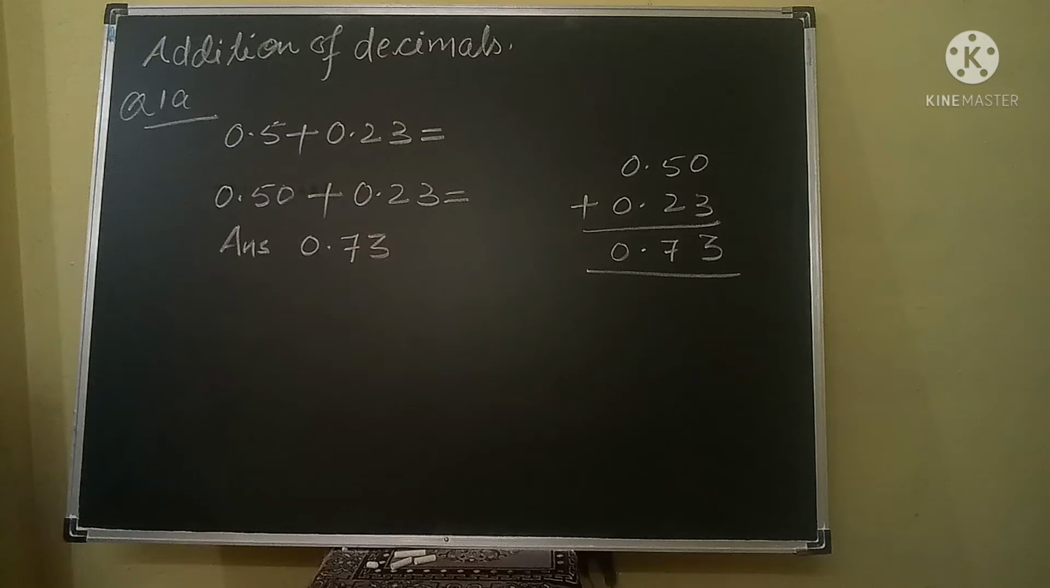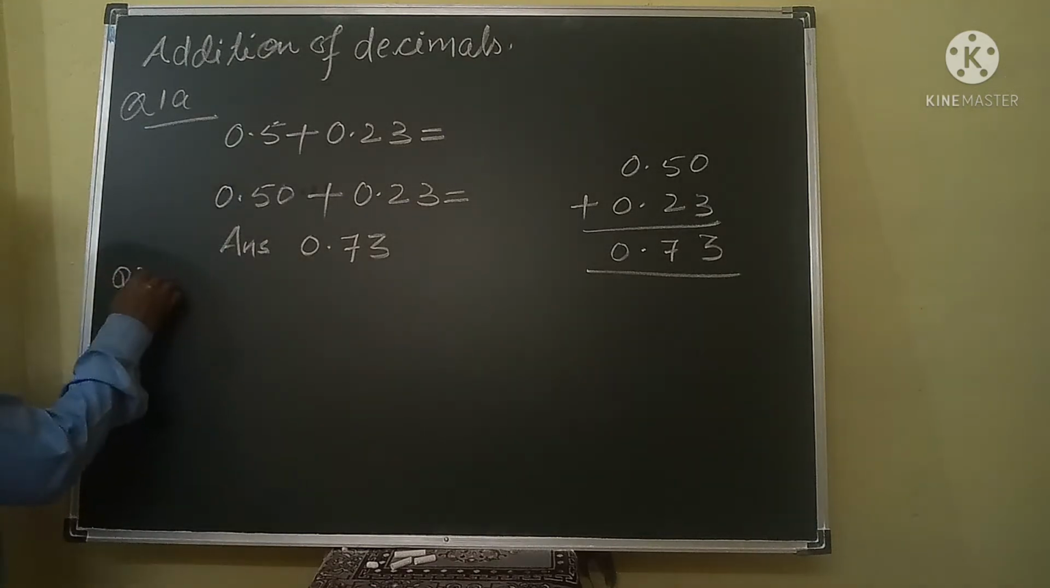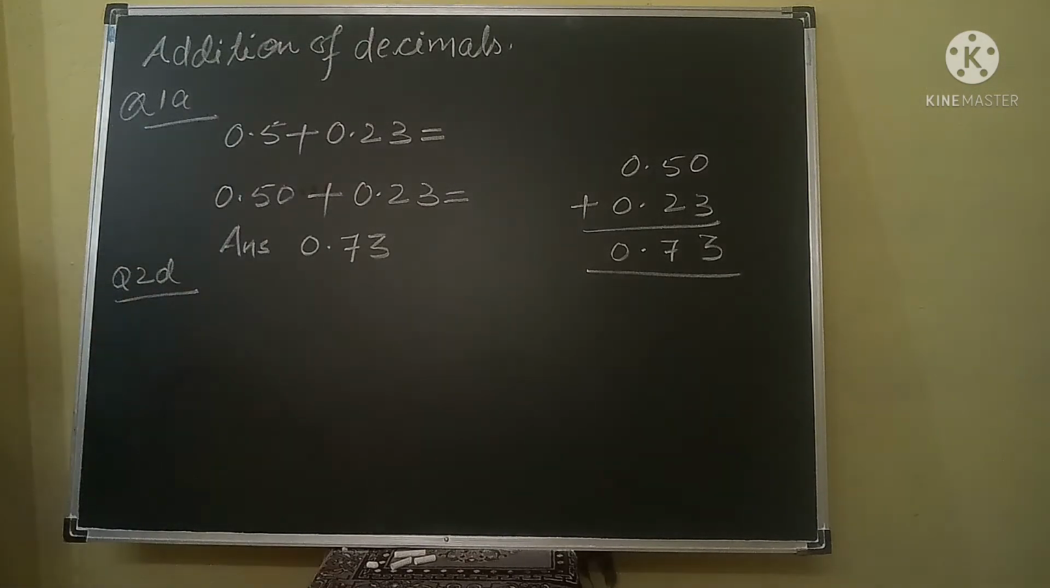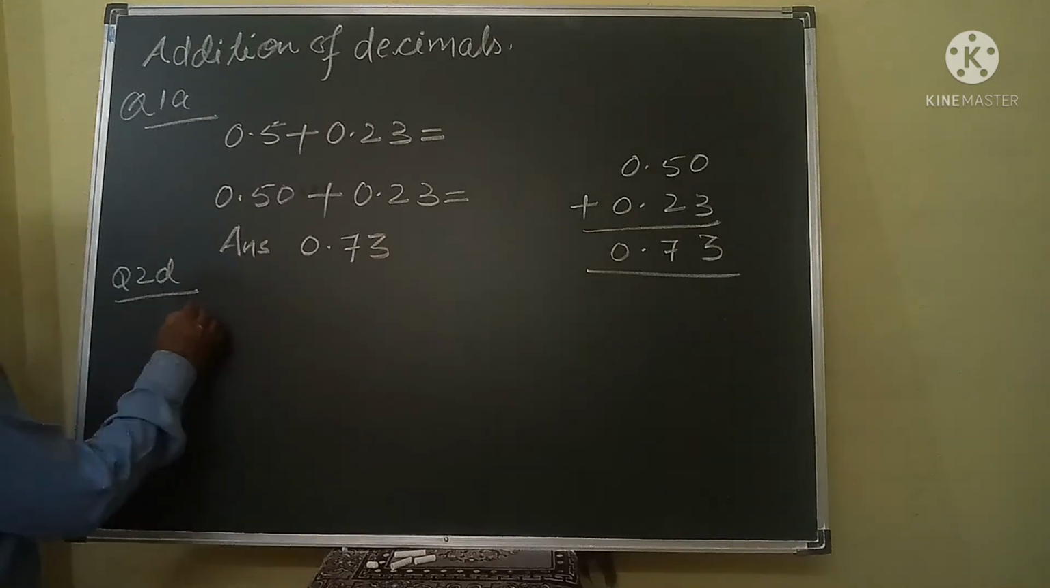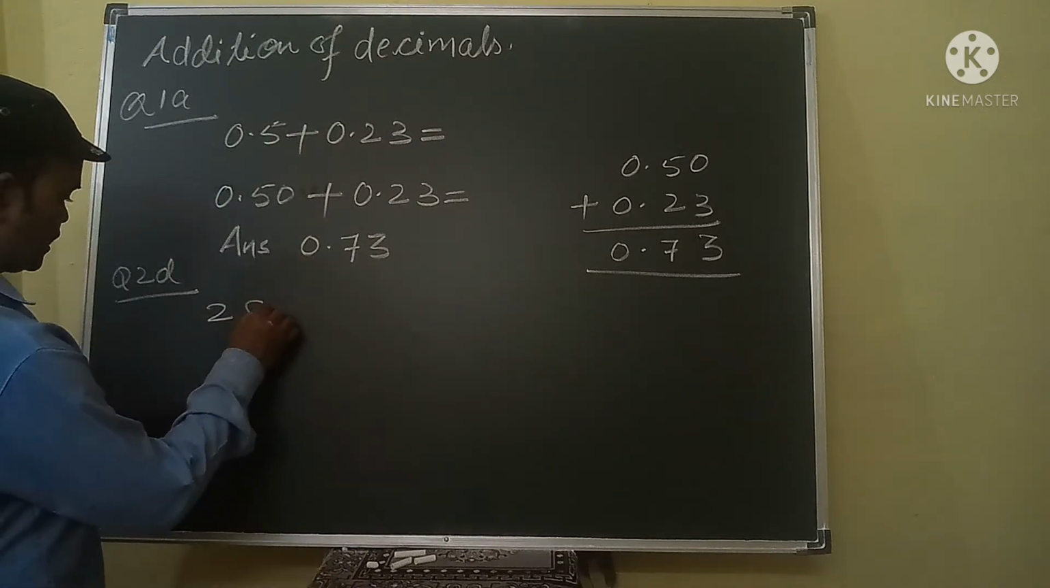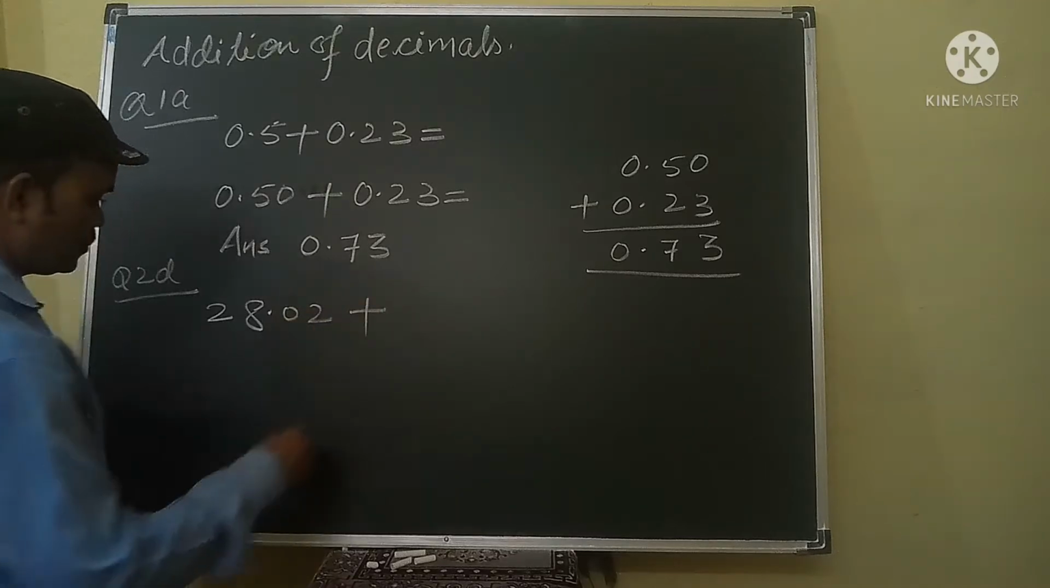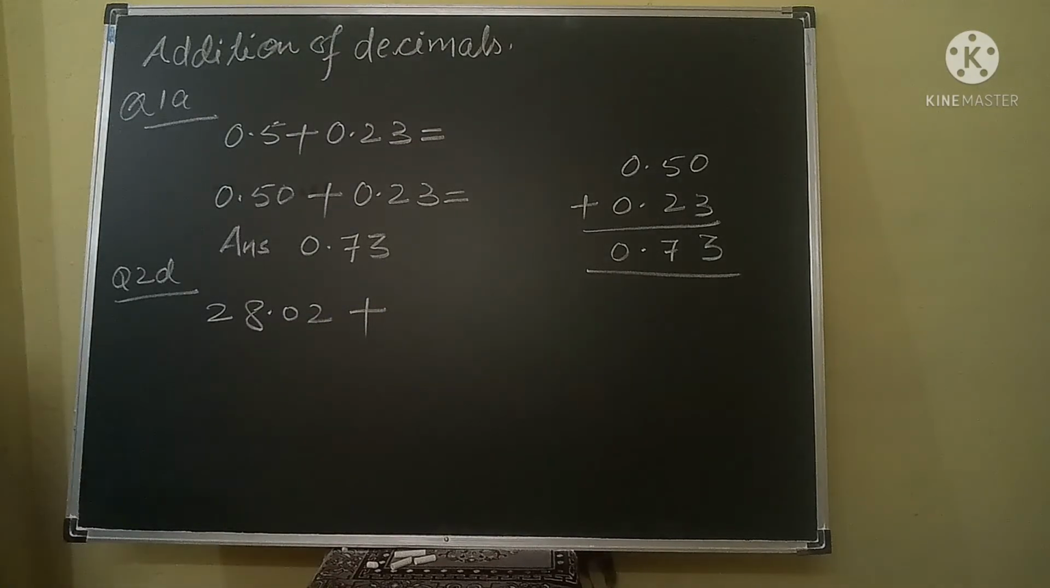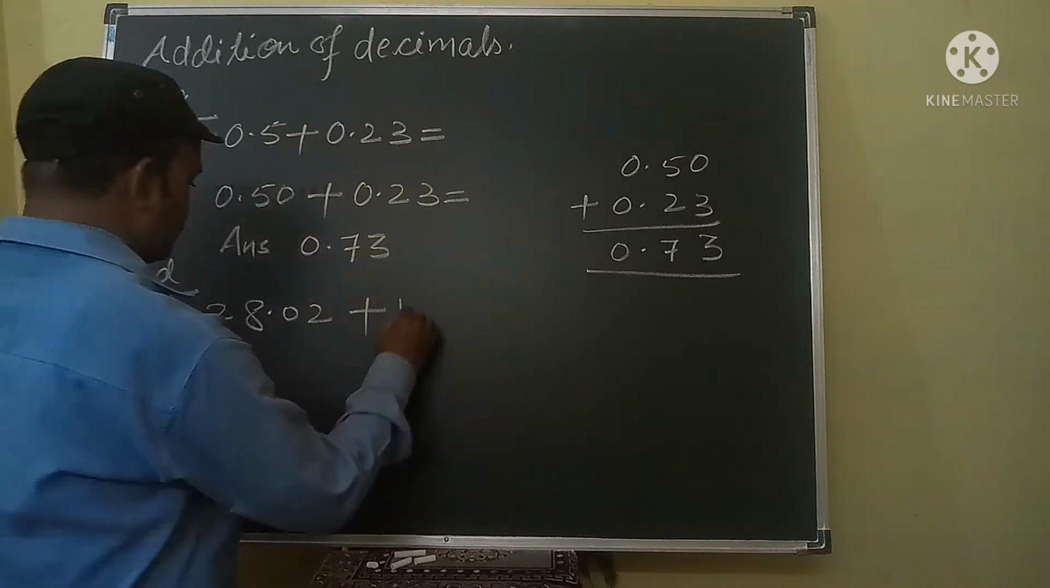Again, your next question is add the following. My dear students, suppose in question number 2D, as you are looking, this is 28.02 plus 14.49.